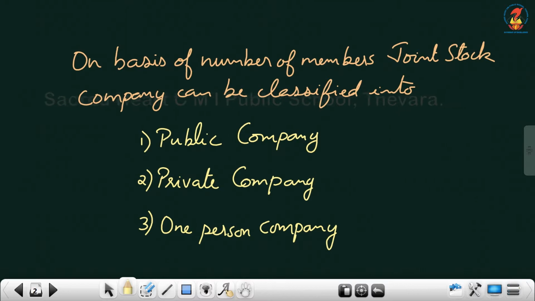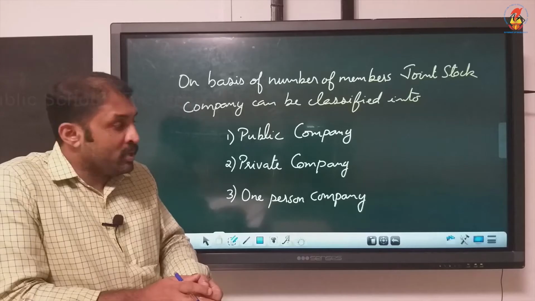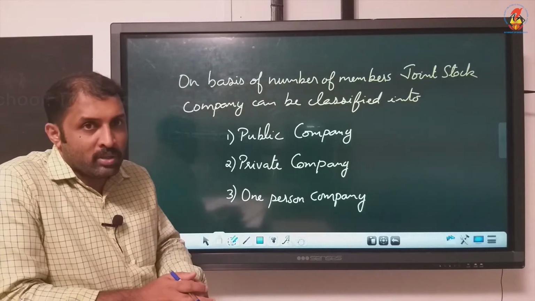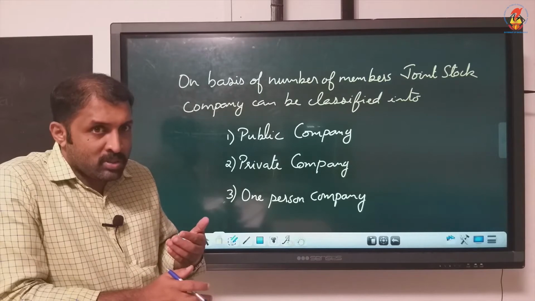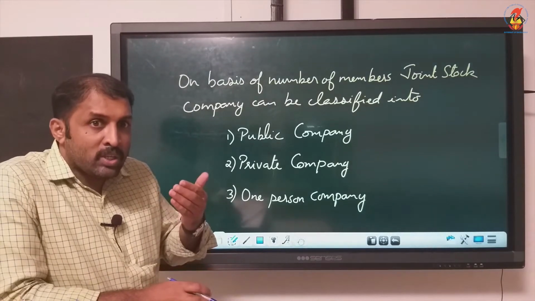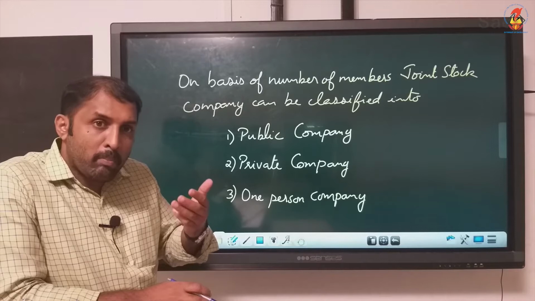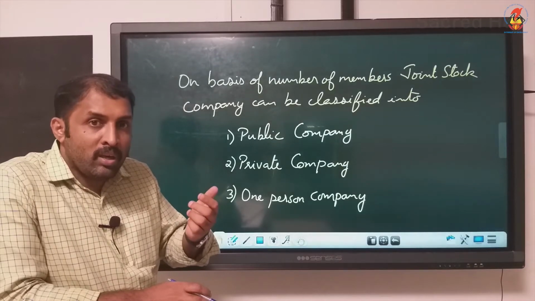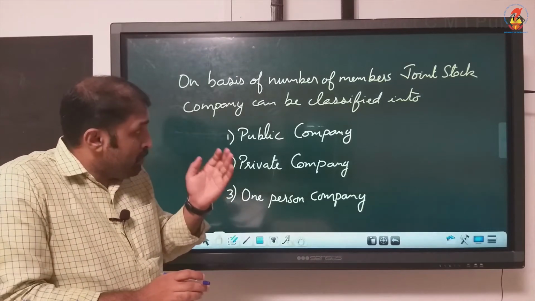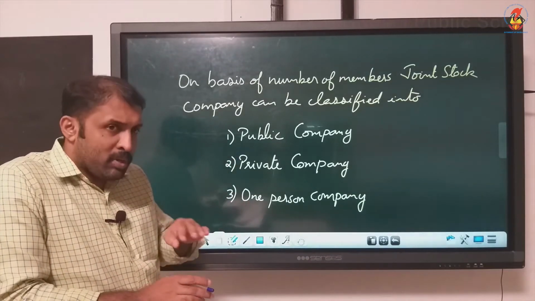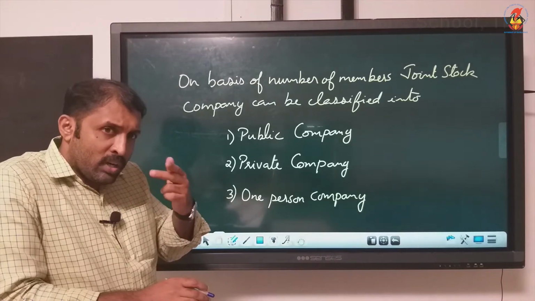One is public company, second is private company, and third is of recent origin, a recent concept, that is one person company. So, on the basis of number of members, we can classify joint stock company into three: public company, private company, and one person company. Even though it is in the order public company, private company, one person company, I am putting that order in a different way.